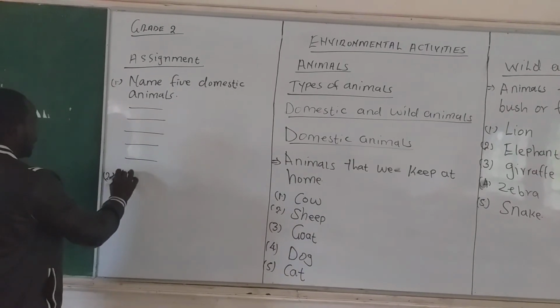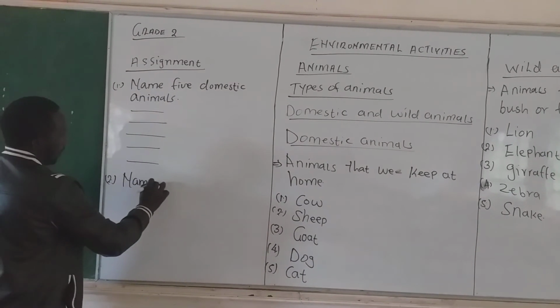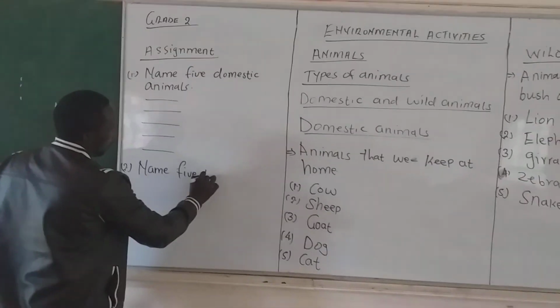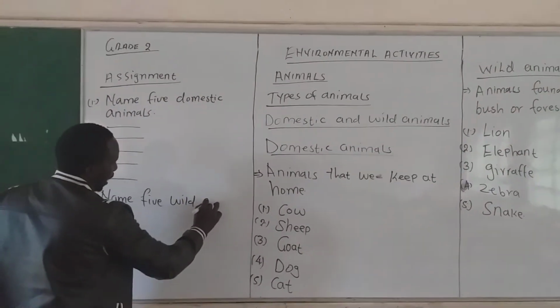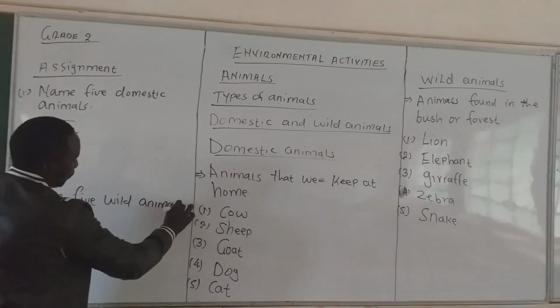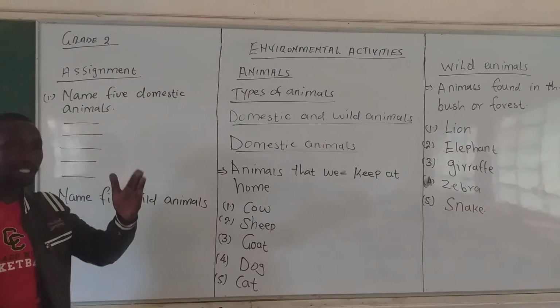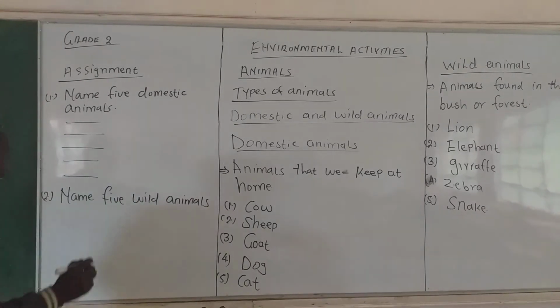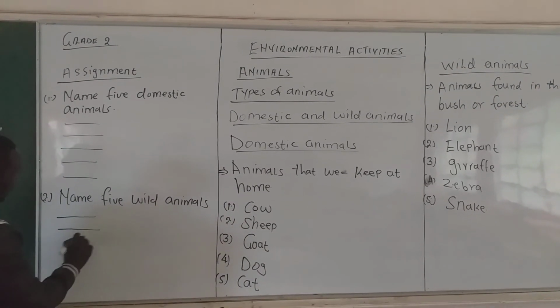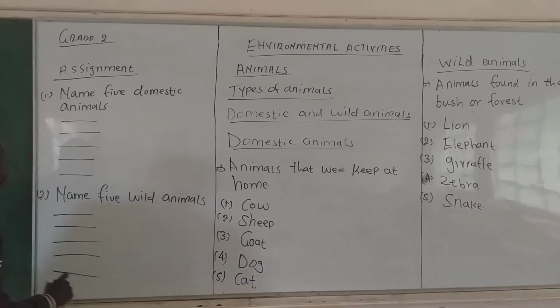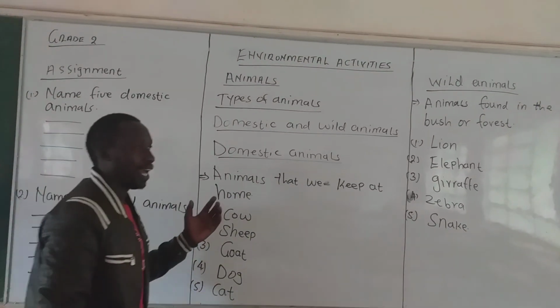Two. Name five wild animals. And remember, wild animals are animals that are found in the bush or in the forest. Can you name five? Give me five more wild animals.